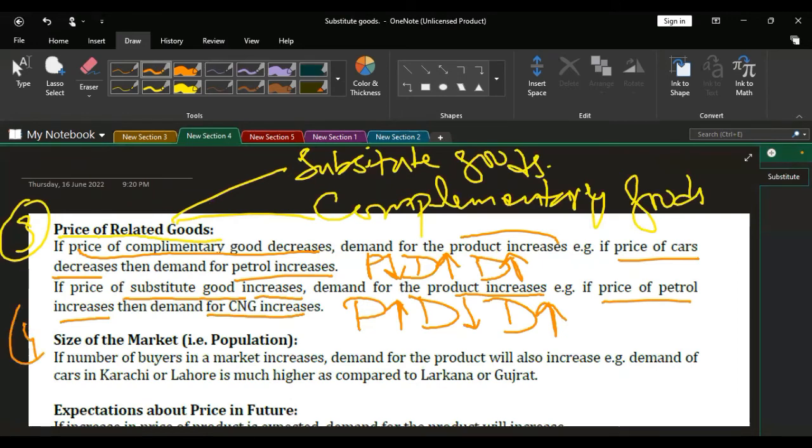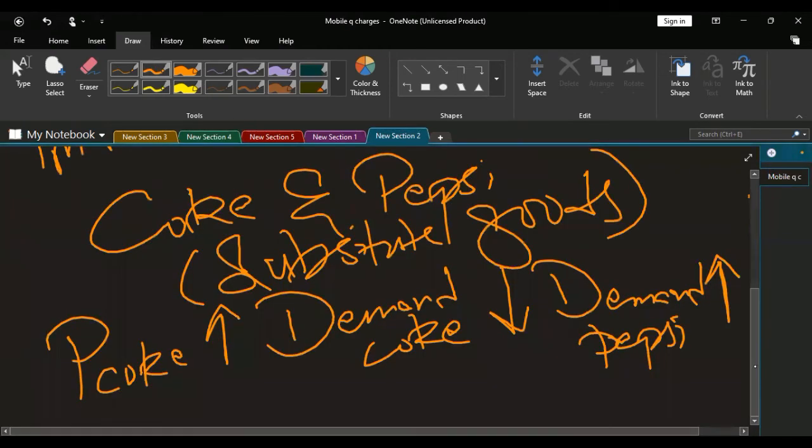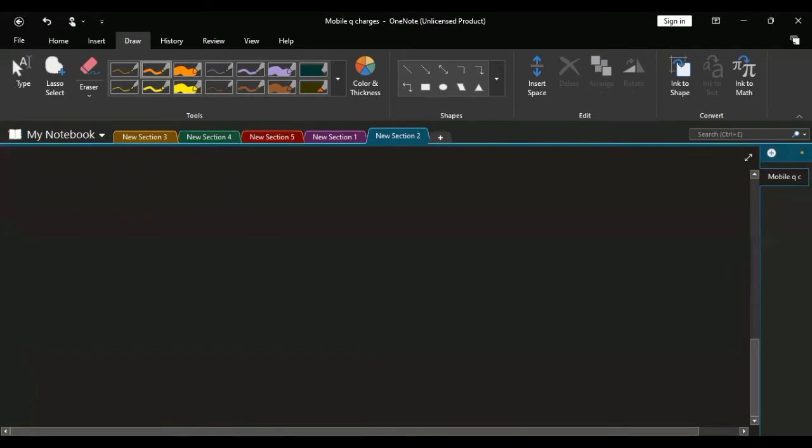Fourth one is size of the market. How much capacity a market has to bear. If the number of buyers in a market increases, demand for the product will also increase. Demand of cars in Karachi or Lahore is much higher as compared to Larkana and Gujarat. For example, the consumer belongs to production of cars.